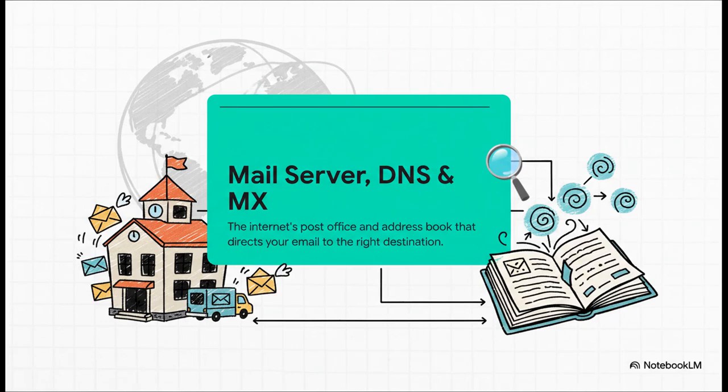So, how does that mail carrier know where to go? That's where these next pieces come in. Your mail server is your digital post office. To find the destination, it uses something called the DNS, the Domain Name System, which is basically the internet's giant phone book. It looks for a very specific entry, called an MX record, that points to the exact address of the mail server for the person you're trying to email.